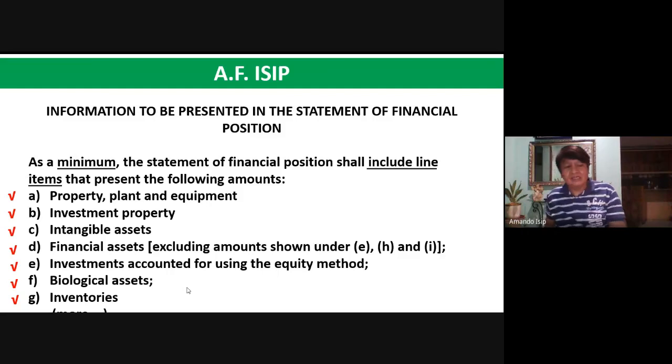And then we have inventories. Everybody knows what we mean by inventories. We have different types of inventories. In a merchandising concern, we have the merchandise inventory. In a manufacturing concern, we have raw materials, work in process, and finished goods inventories. So these inventories, whether you are a manufacturing or a merchandising business, all of these should appear in our statement of financial position that occupies one line item.